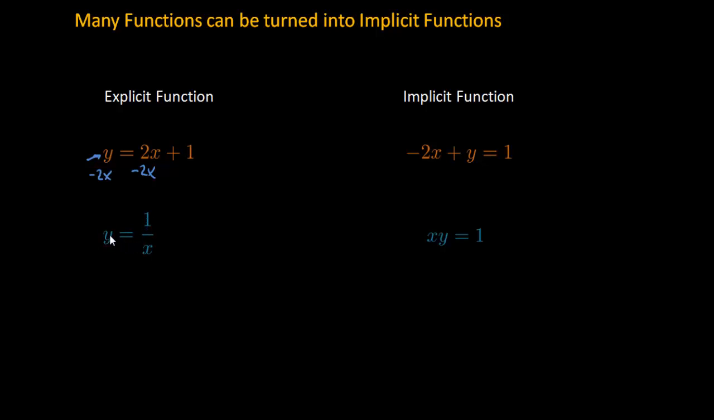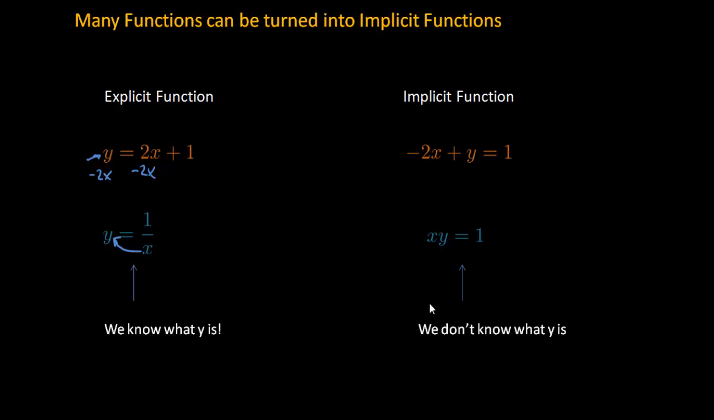I know what y is. Over here, if I were to bring this x up with the y, then I'd get xy equals 1. This would be implicit because I have not solved for y. So explicit, we know what y is. We've solved for it. Where implicit, y is kind of floating around and it has not been solved for.